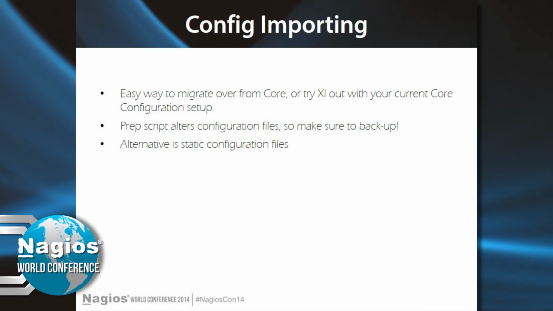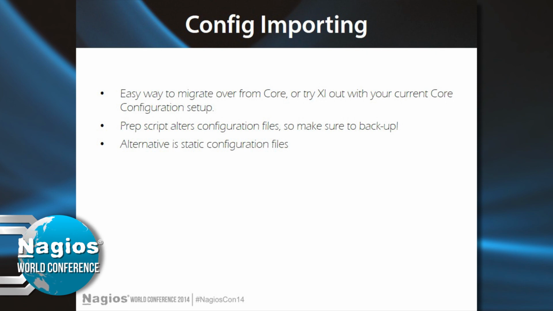Config importing, I'll talk about this briefly. It's very useful, for instance, if you're using Nagios Core right now and you want to try out XI or you're still migrating. If you haven't made use of it yet, we have 2 documents in our library. One is prepping your config files for importing, and the other is actually importing them. It's all done through the CCM, except for the prep script. There's a script that runs on the back end that you can run against your configuration files from Core.